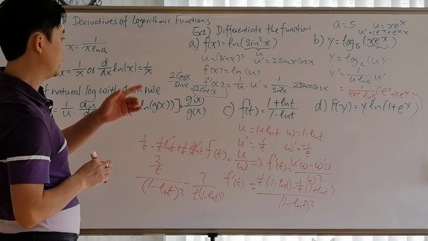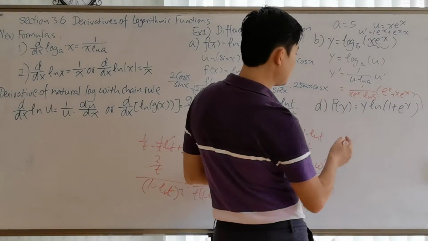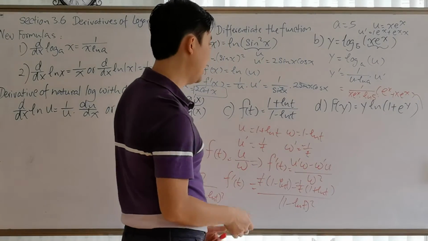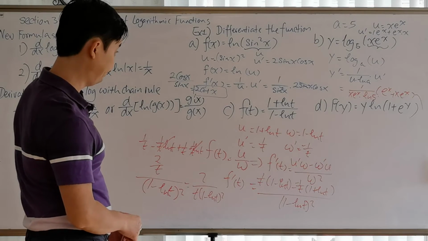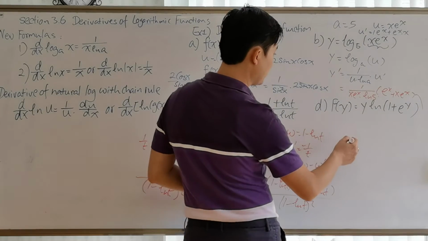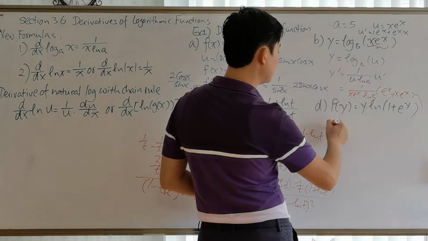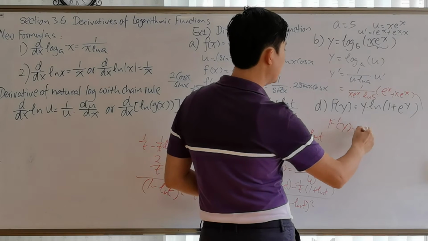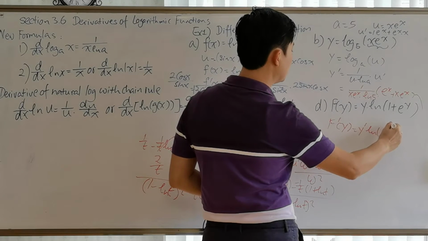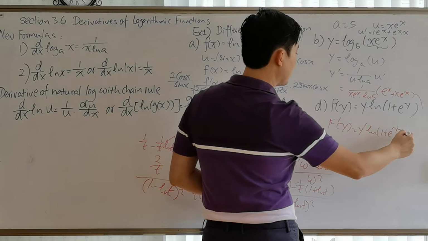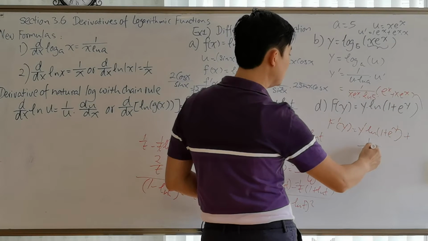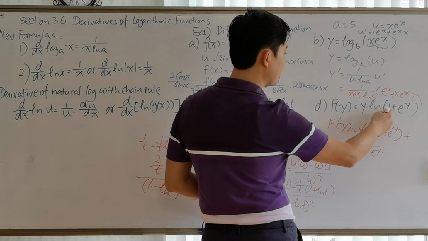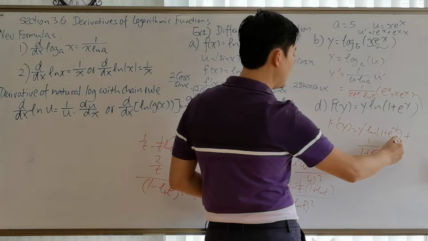So now, what about part D? This one involves y, and then e to the power of y. Using the implicit differentiation strategy, f prime of y uses the product rule. So we have y prime times natural log of 1 plus e to the power of y, and then plus the derivative of natural log of the quantity, which is 1 over 1 plus e to the power of y, times the derivative of the inner function, e to the power of y times y prime.